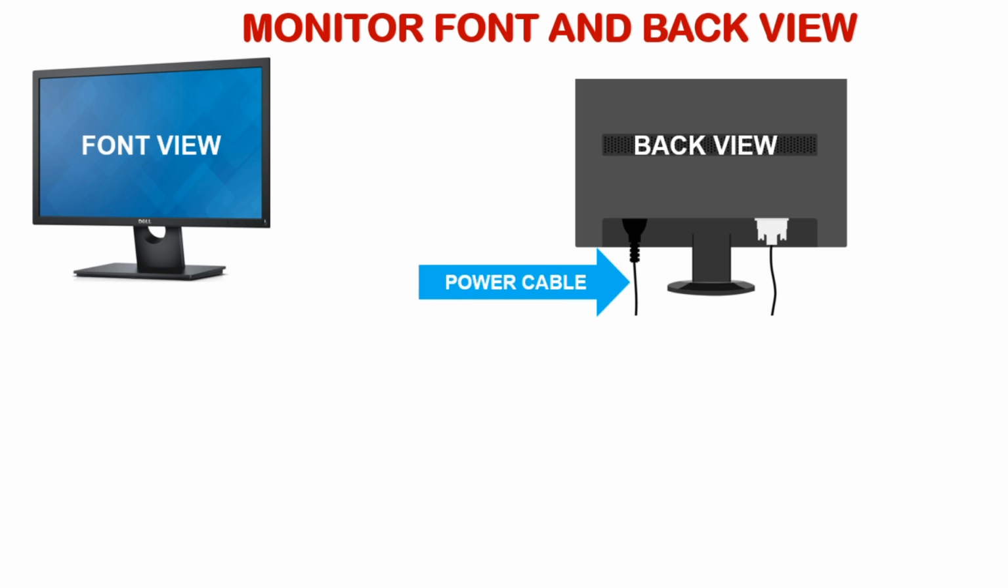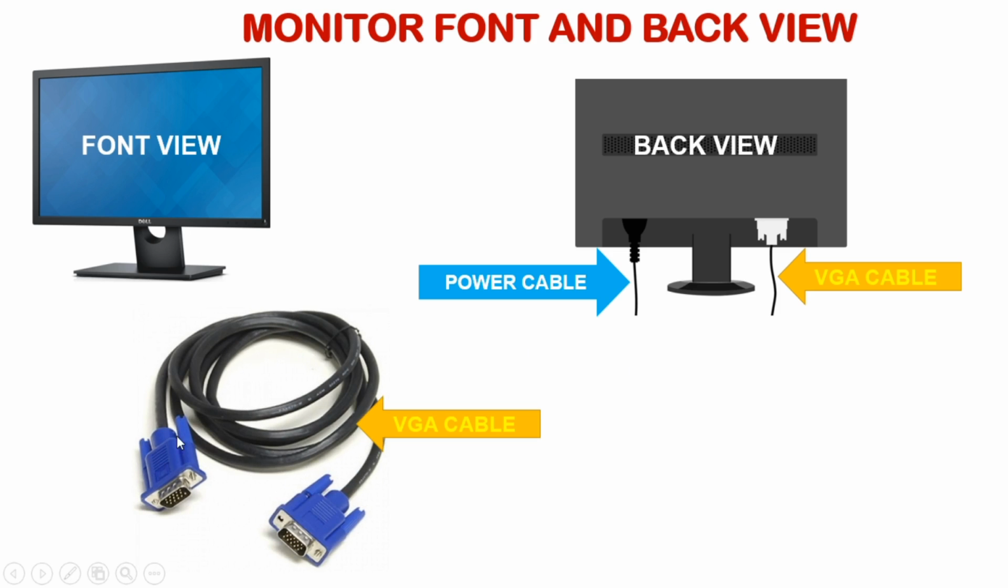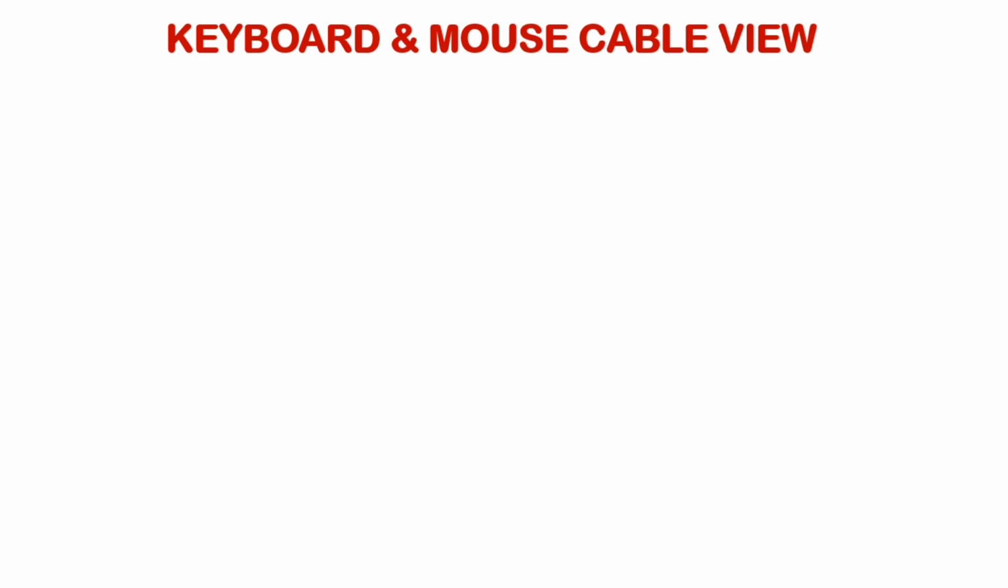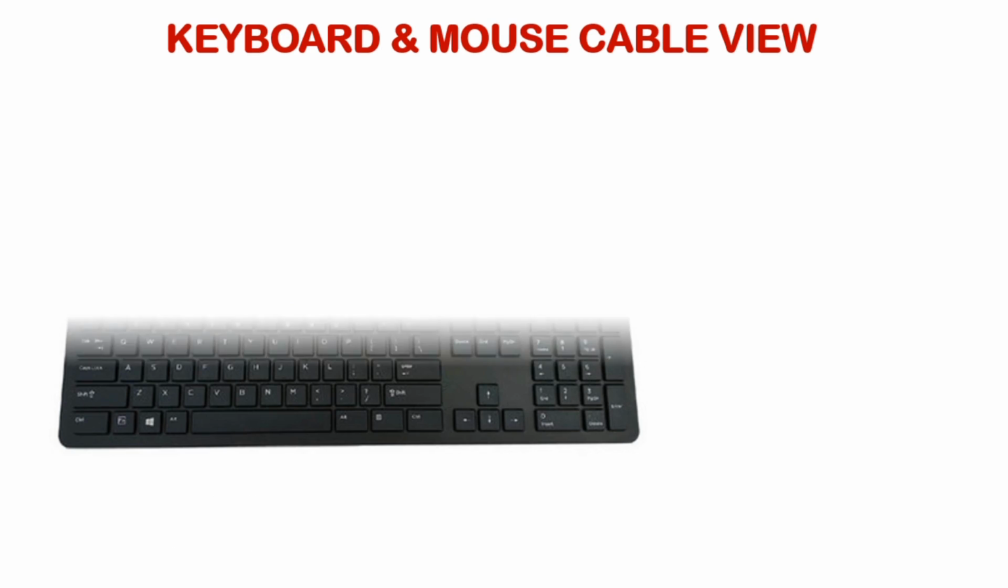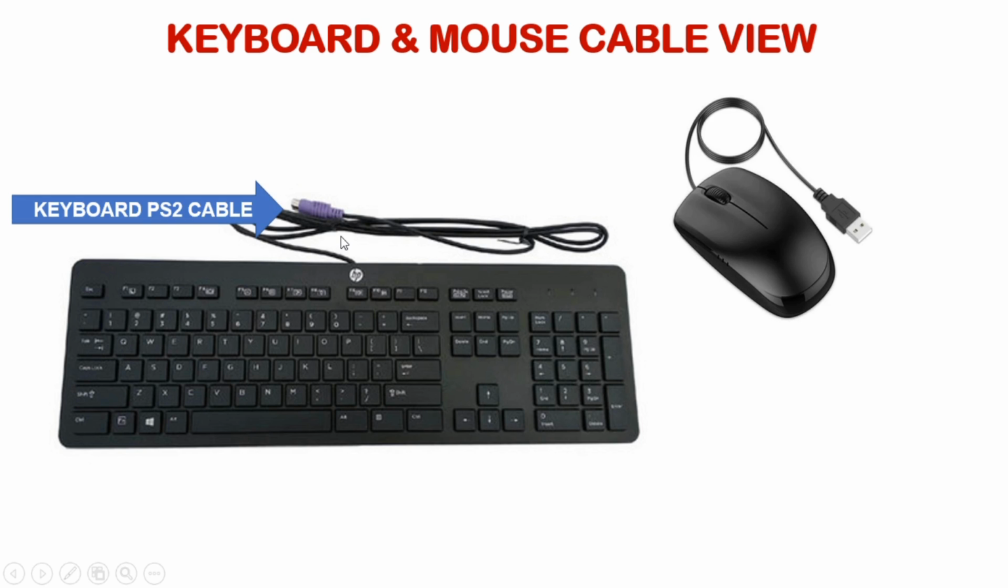The monitor has two types of cable. One is the power cable and the other is the VGA cable. The VGA cable looks like this. Here is a sample of the VGA cable, which connects the monitor and the back side of the CPU. Next are the keyboard and mouse. Here is the keyboard, and the keyboard port is a PS2 type, and this is the mouse. The mouse has a USB cable type connector.